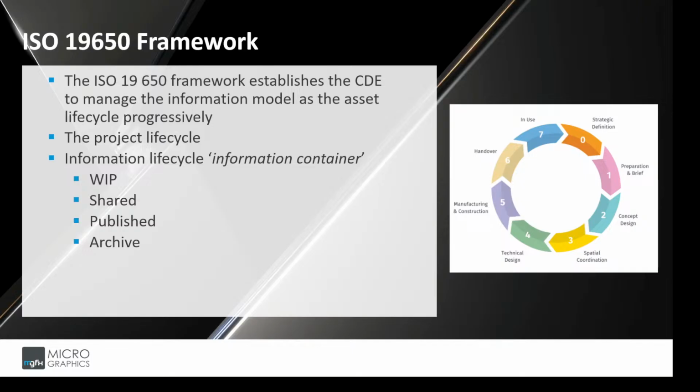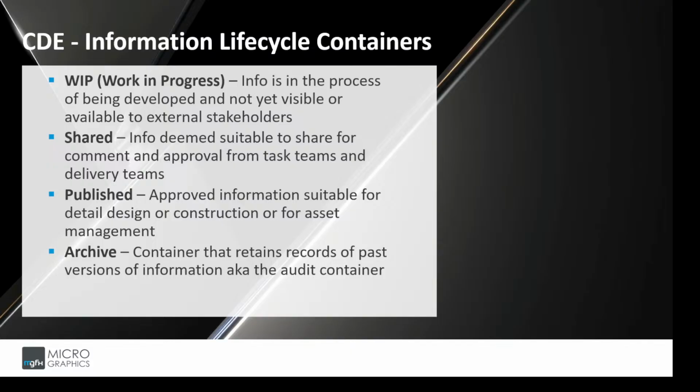The ISO 19650 standard outlines a clear workflow for how these information containers mature and move through the common data environment. This process is governed by digital gateways that ensure information is properly checked, reviewed, and approved before being used by the wider project team. The four distinct states are work in progress, shared, published, and archived. So let's focus on these containers and unpack what they actually mean, what information is relevant to each stage, and also importantly how they progress from one stage to another.